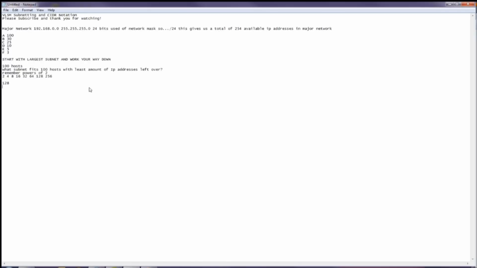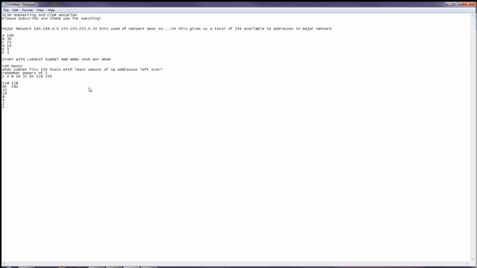All right, so we have this down, and what I also like to do when I'm doing VLSM is I make another little chart here with the powers of 2, and then I go back and I can figure out what subnet these will all fit into. With 128 hosts, it'd be in a 128 subnet.